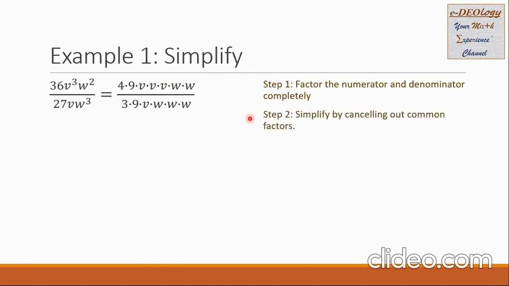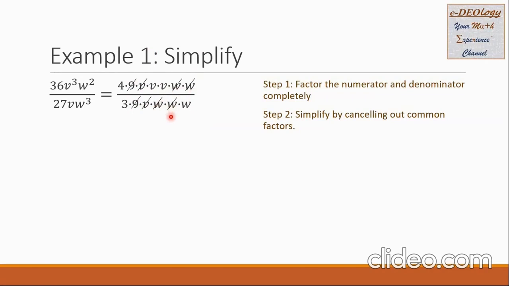In step 2, we will simplify by cancelling out common factors. Look at the 9. It is common to the numerator and denominator, so we cancel the 9. The v is common to the numerator and denominator, so we cancel it out. There are 2 w's in the numerator, 3 w's in the denominator. We cancel the 2 w's in the numerator and the 2 w's in the denominator respectively.